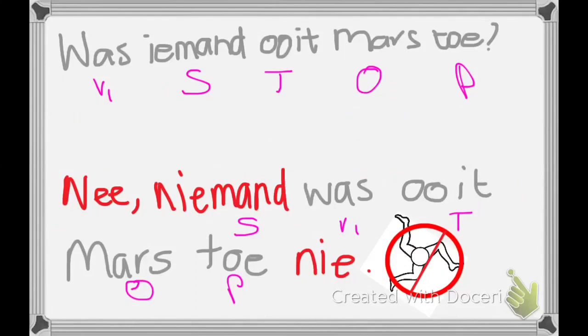Nee, niemand was ooit mars toe nie. So we still have our nie at the end of the sentence. We don't have a double negative or three nies, so we're good to go.